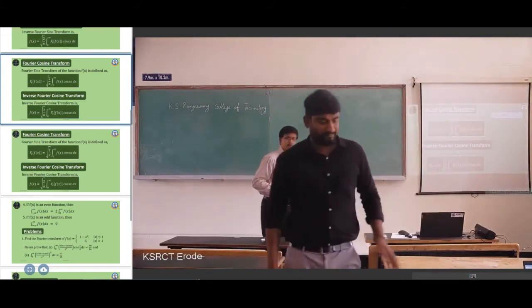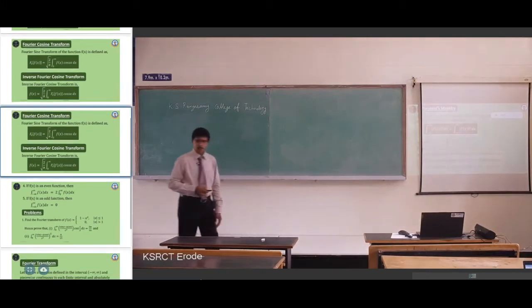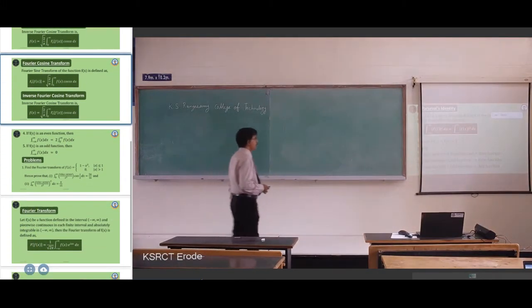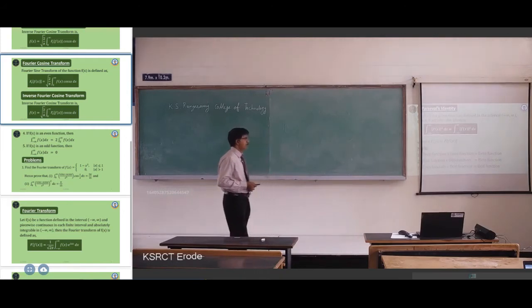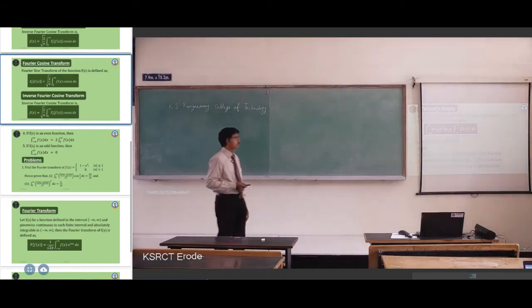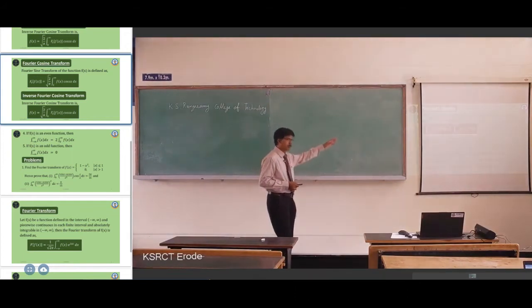Can we continue? So Parseval's identity is nothing but: if f of x is a given function, once again defined in the same interval minus to plus infinity, then it satisfies the identity integral minus infinity to plus infinity modulus of F of s the whole square ds is equal to integral minus infinity to plus infinity modulus of f of x the whole square dx. So this is nothing but Parseval's identity.